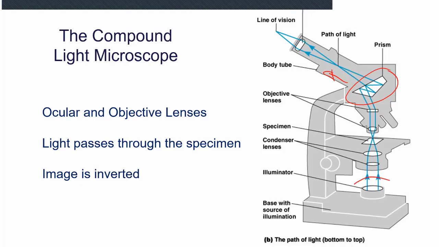Other things is you've got a nice bright luminar light. You've got these condenser lenses that are used to focus the light. All those things are going to help with the image a little bit.